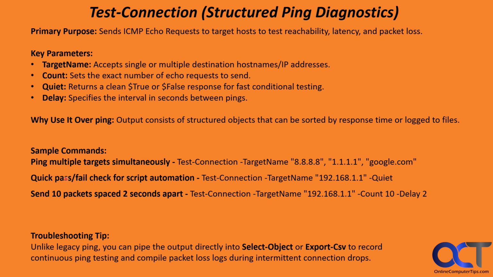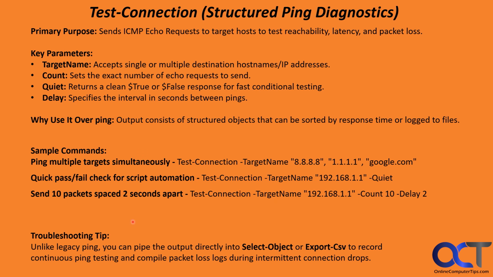So here's a quick pass or fail check for script automation using the quiet parameter here. So Test-Connection with the target name. We're using an IP address in this example, -quiet. So we'll just get a clean true or false for that one. And then if you want to send 10 packets spaced 2 seconds apart, for example, use the target name, IP address in this case, and then the count 10 with a delay of 2.